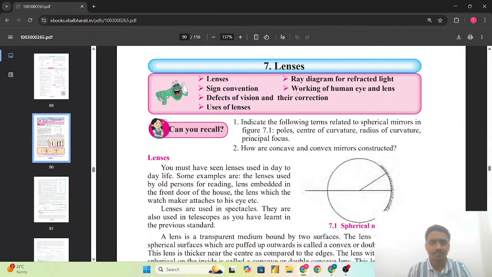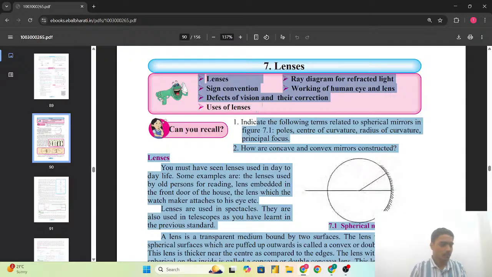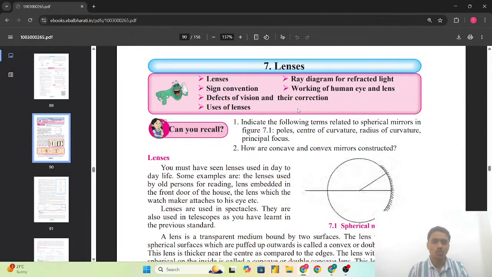साथ आगे बढ़िए. So the points or the topics which we are going to learn in this chapter, that is lenses. तो lenses के बारे में पढ़ेंगे, ray diagrams for the refracted light, sign convention देखेंगे, working of the human eye and lenses, defects of the vision and their correction, uses of the lenses and many more topics. तो चलिए शुरू करते हैं इस चैप्टर को जिसका नाम है lenses.